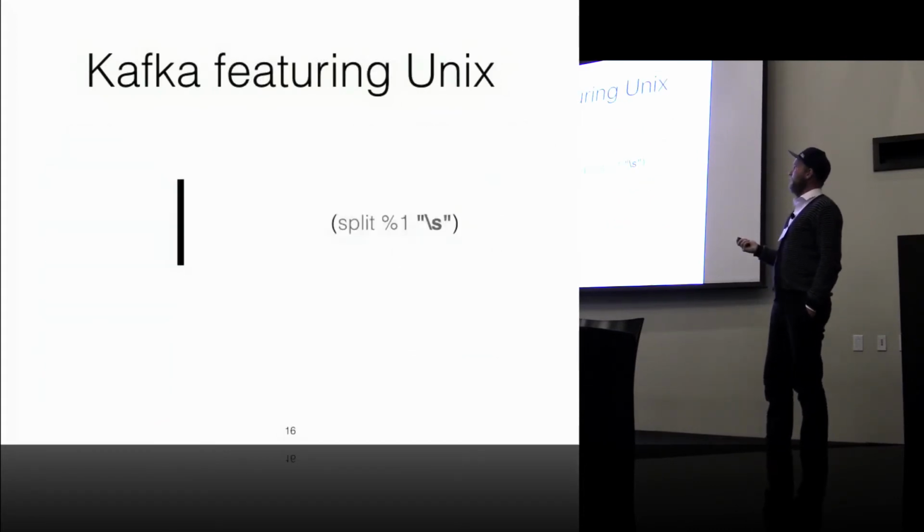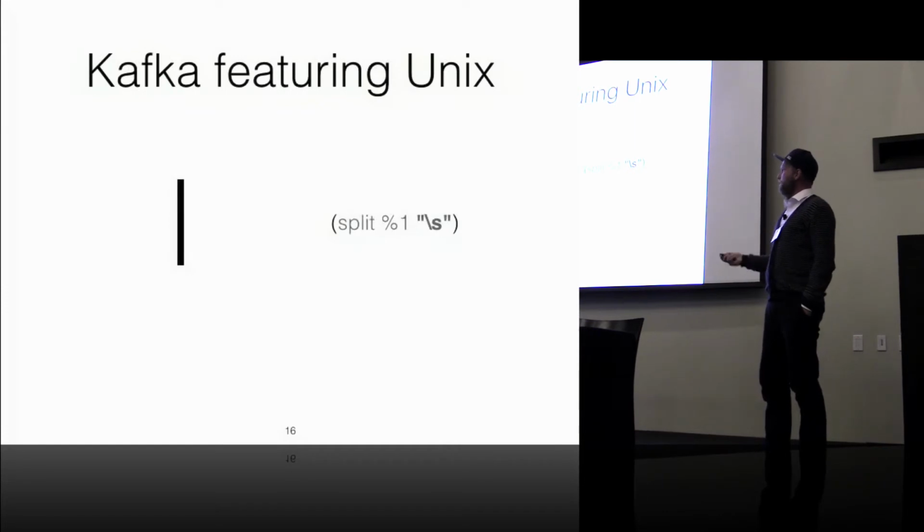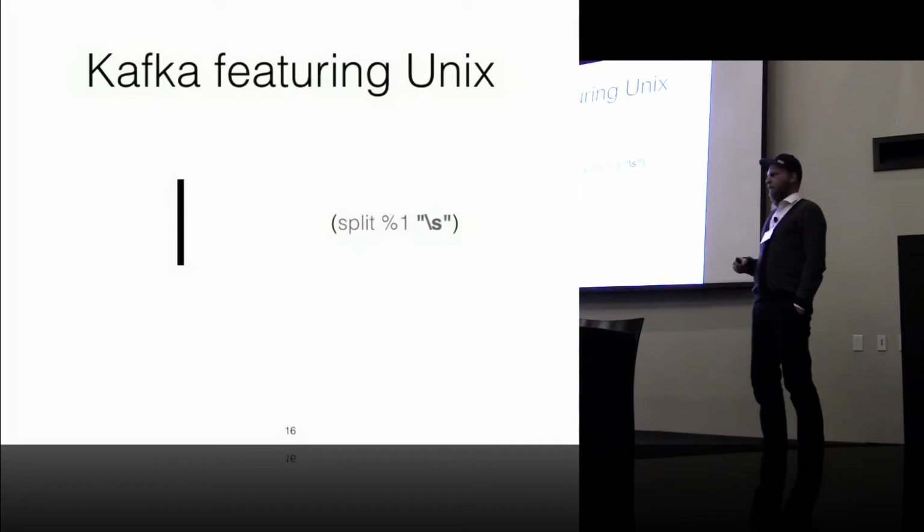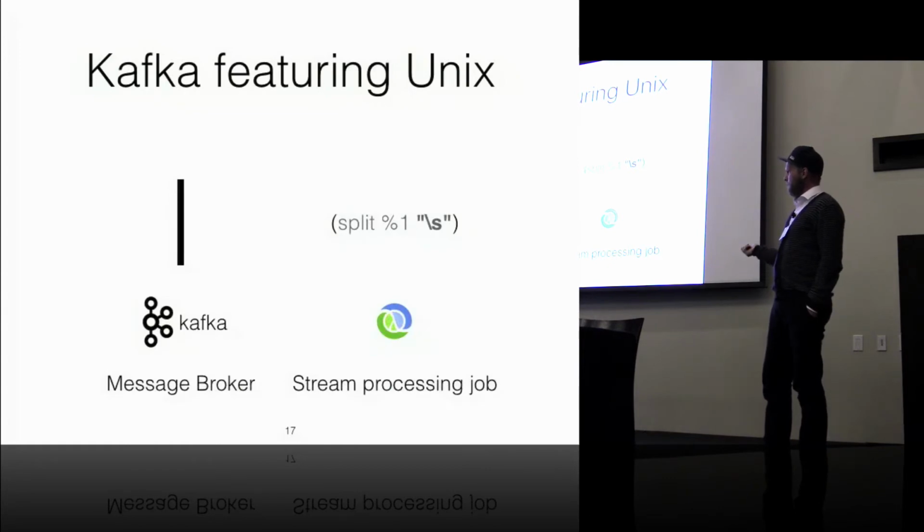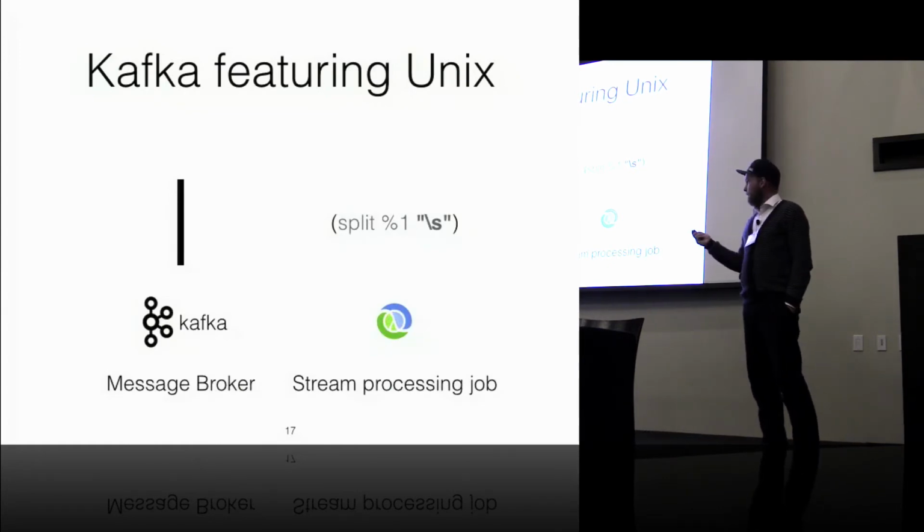Now, so where is this going together? So Kafka featuring Unix, basically the message broker, or the topic, if you will, can be seen as a pipe, and a stream processor can be seen as this little program that you have that connects between pipes. So you have a message broker and you have a stream processing job.